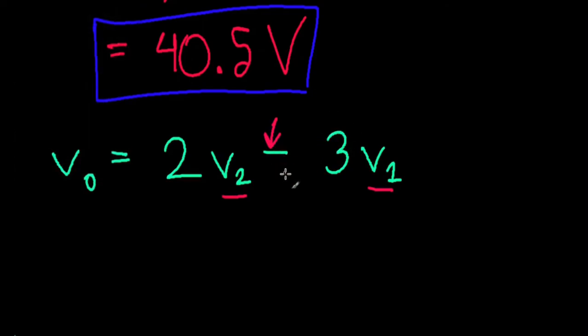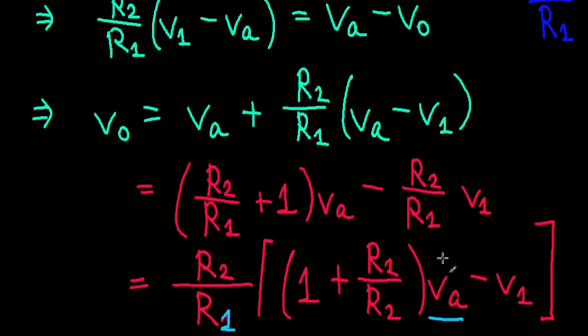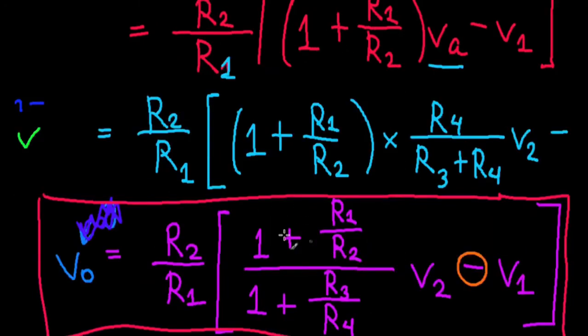Negative R2 by R1 actually, and this is also the same as -3. So for our differential amplifier, R2 by R1 is equal to 3, right? R2 by R1 is equal to 3. Okay, I cancelled out the minus signs, but anyways, next what we have is, let's see, what's the coefficient of V2? What's the coefficient of V2? It's R2 by R1 multiplied by this one.